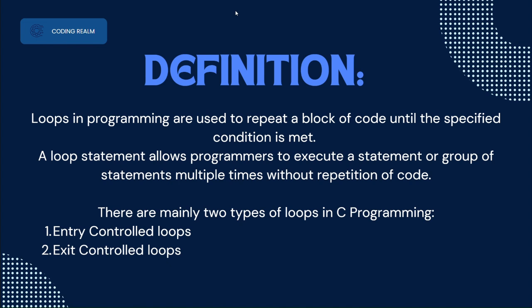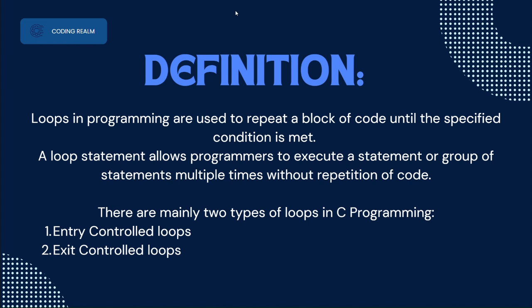There are mainly two types of loops in C programming. First, we have the entry-controlled loop. In the entry-controlled loop, the test condition is checked before entering the main body of the loop. The for loop and the while loop are entry-controlled loops.